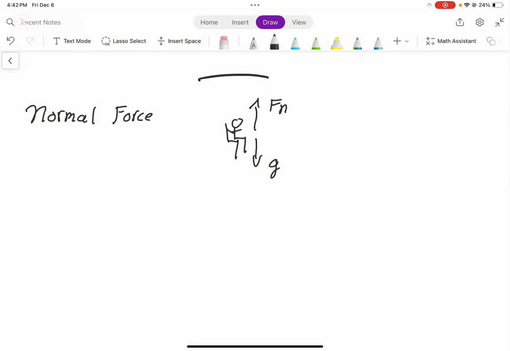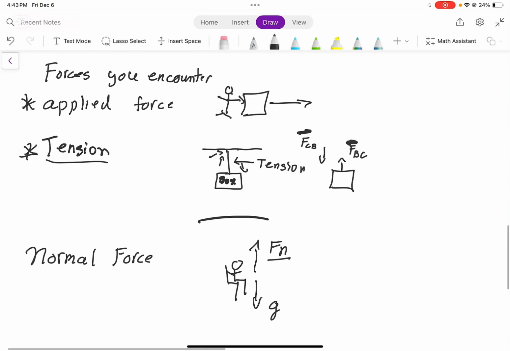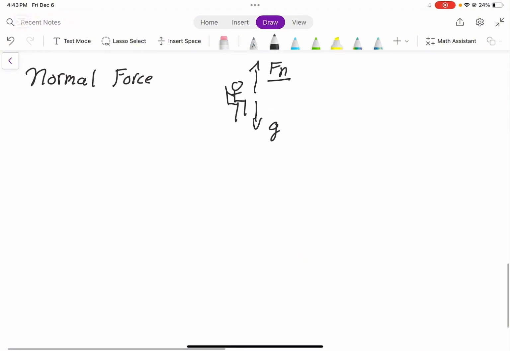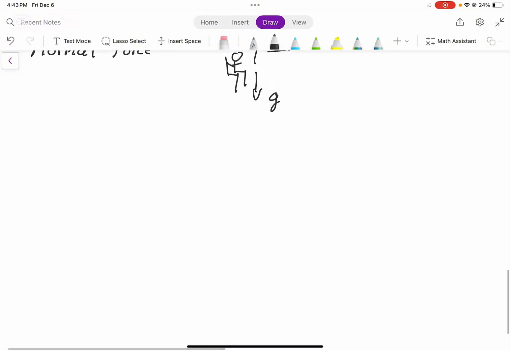Force normal, we can use the symbol Fn. So that's what force normal is. Force normal is a force that opposes the force of gravity. We'll talk about all the symbols for all these forces after we're done explaining what the forces are. So remember, the force normal is a force that opposes gravity.